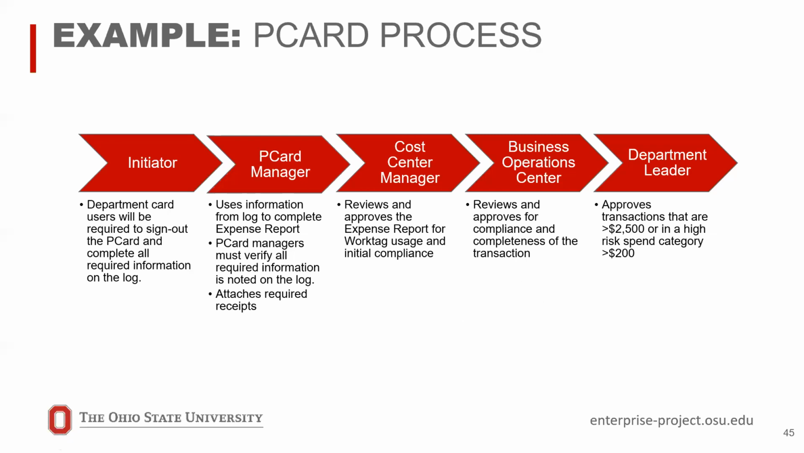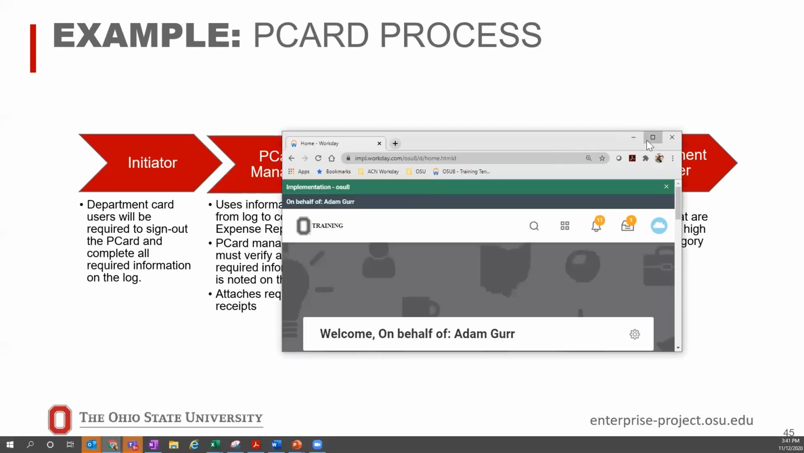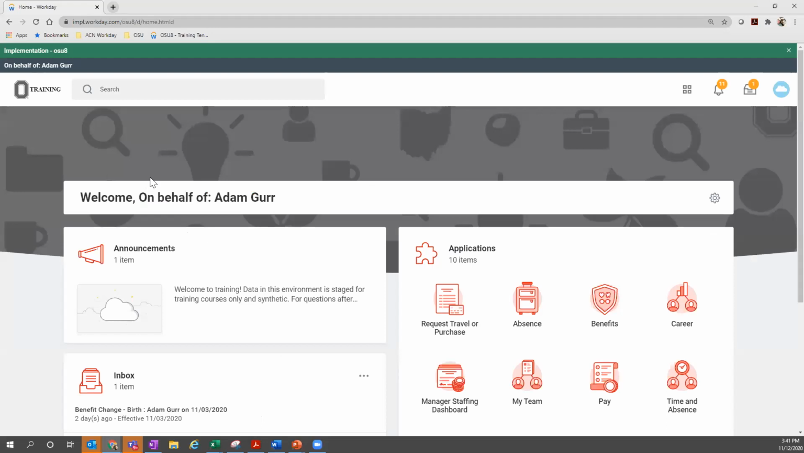But let me go ahead and actually hop into the tenant to show you a little bit what that's going to look like. I'm not going to go through the full process, and I just want to really show you the beginning step because there is training on creating spend authorizations and expense reports already. So I'm not going to go through that full process. I'm just going to show you that first step.